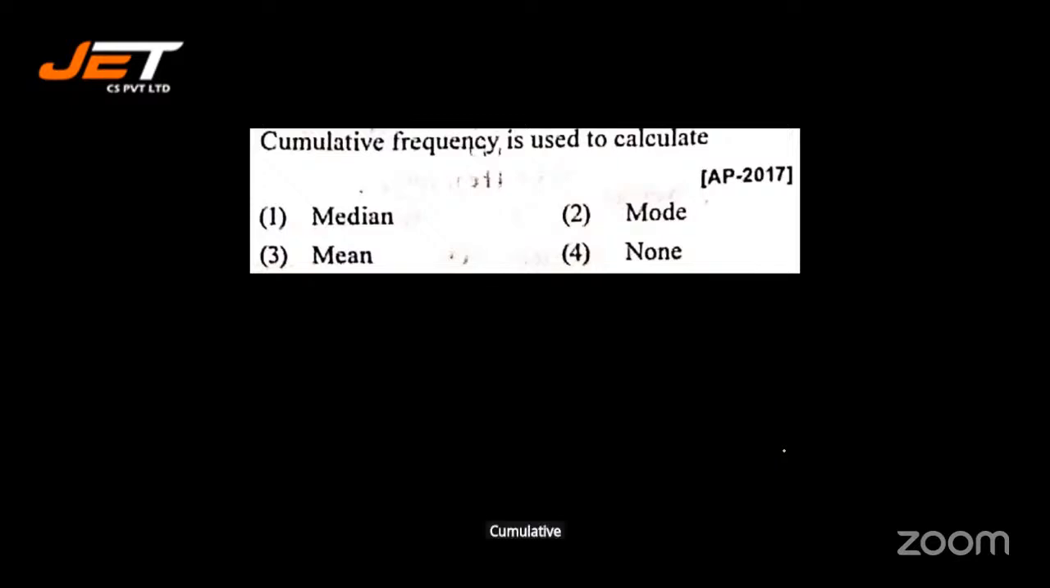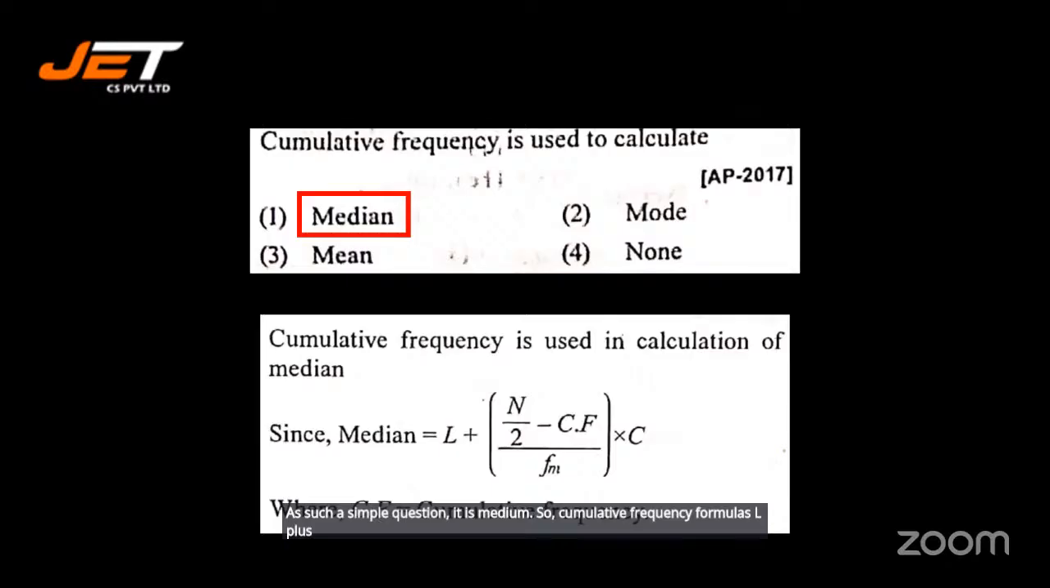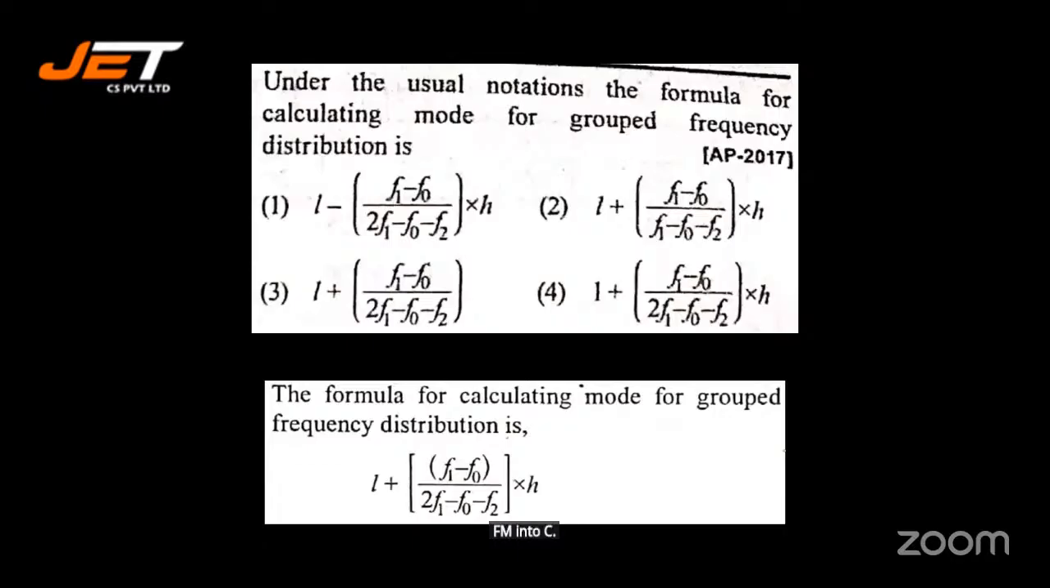Cumulative frequency is used to calculate median, mean, mode, none. So, such a simple question, it is median. So, the median formula is L plus N by 2 minus cumulative frequency, by fm, into C. Right. Now, see the next question.